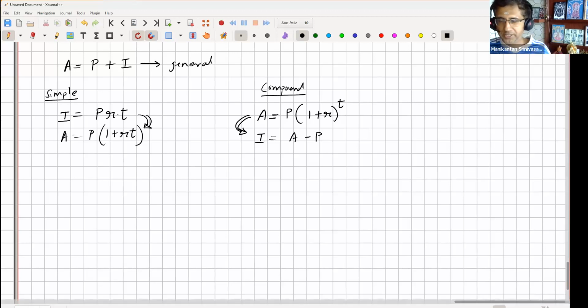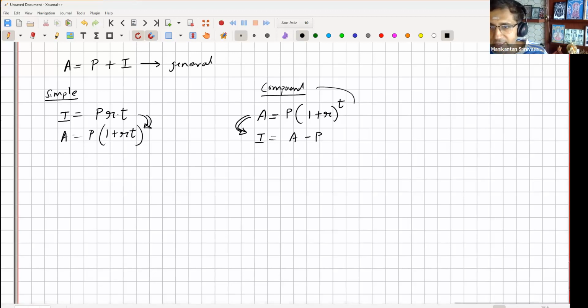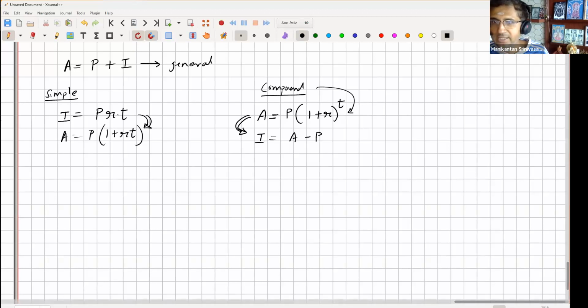Amount is principal plus interest. All of us know this. I'm just quickly recapping it, right? So what is the connection with arithmetic, with geometric progression? The amount that we have in the bank is a geometric progression.